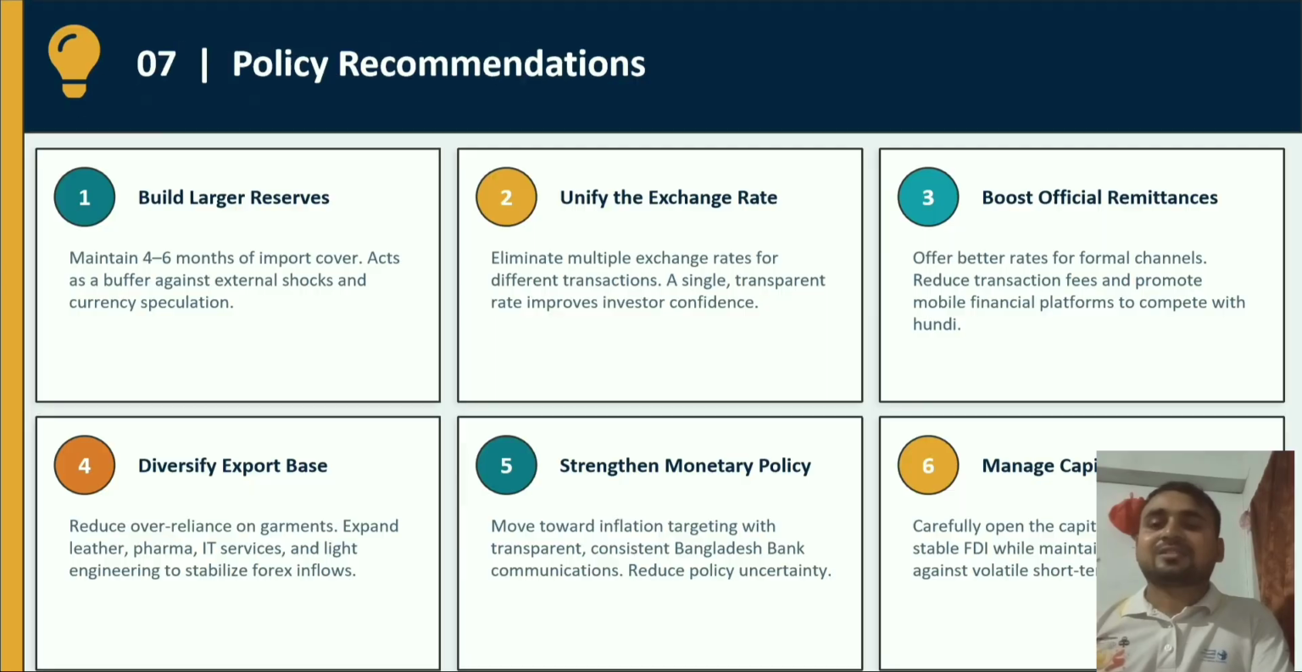So in the last slide, especially slide number 9, we will see some policy recommendations. Here, based on everything we have discussed, I want to suggest 6 practical policy recommendations for Bangladesh. One is to build larger foreign exchange reserves. Bangladesh should aim to maintain at least 4 to 6 months of import cover. Larger reserves give the central bank more room to defend the Taka without panic.